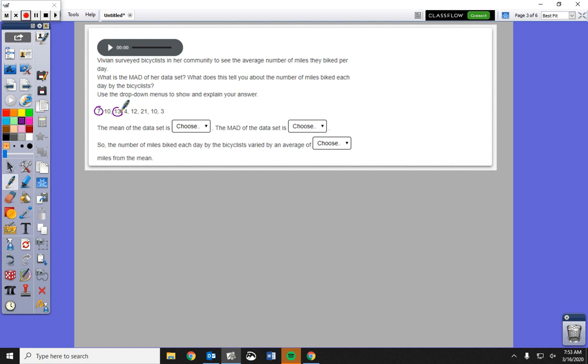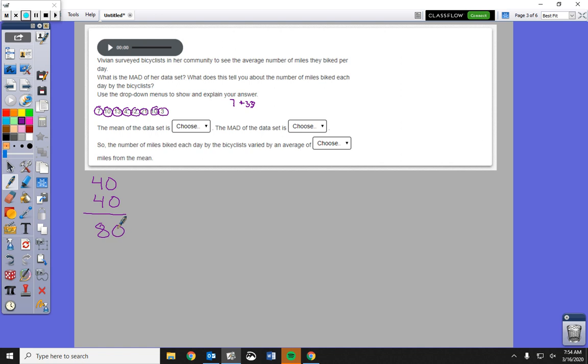7 and 13 give me 20. 20 plus 10 gives me 30. 30 plus 10 gives me 40, so I'm going to put a 40 here. Alright, let's take a look here. 4 plus 3 gives me 7. A little 7 here. 12 plus 21, I believe, gives me 33. 33 plus 7 gives me 40. Okay, the sum of all those miles the bicyclists rode would give me 80.